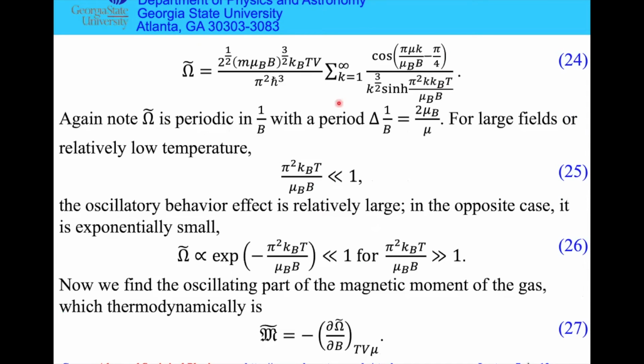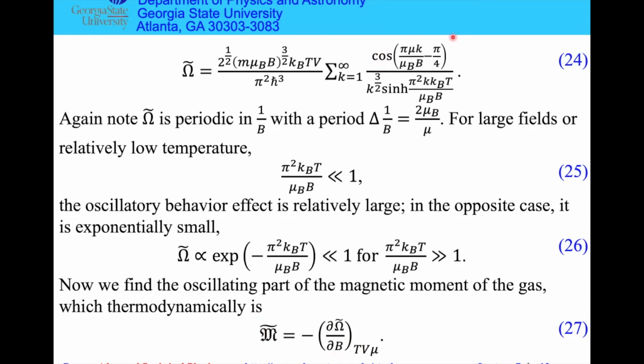So I'm repeating the expression for the Landau potential. For large fields or relatively low temperature, this coefficient, pi squared kBT over mu_B B, is much less than 1. That gives a large oscillating part. In the opposite case, if this quantity is greater than 1, the denominator is exponentially large and omega is exponentially small. To find the oscillating part of the thermodynamic magnetic moment, which thermodynamically is minus d omega over dB at constant T, V, and mu, is very simple, because only this rapidly oscillating part should be differentiated. If it is not rapidly oscillating, it's not an interesting term because the amplitude is small.